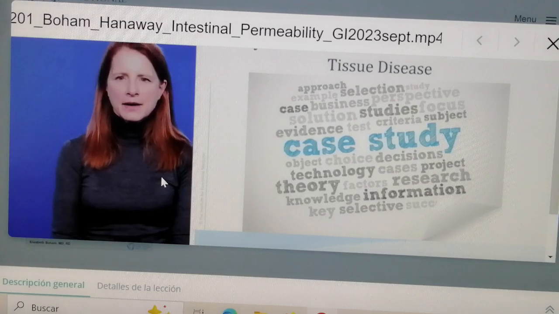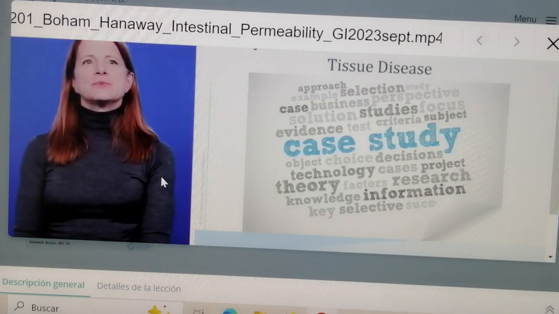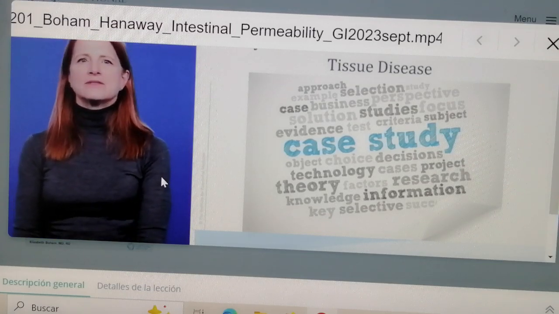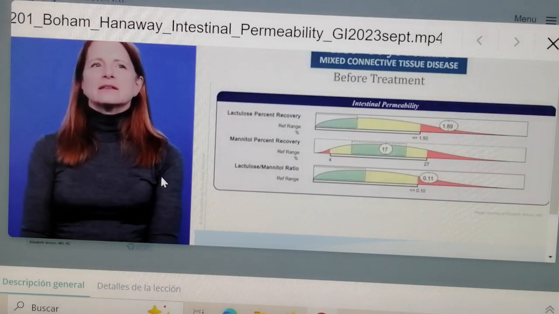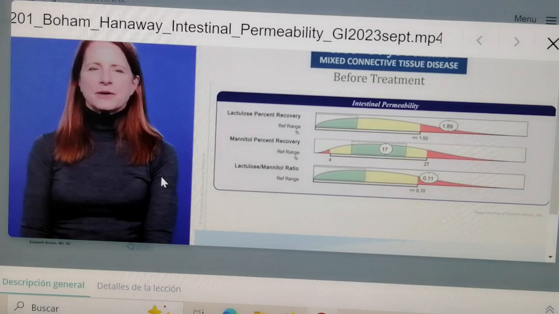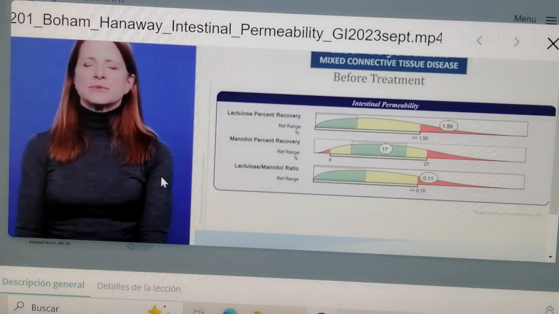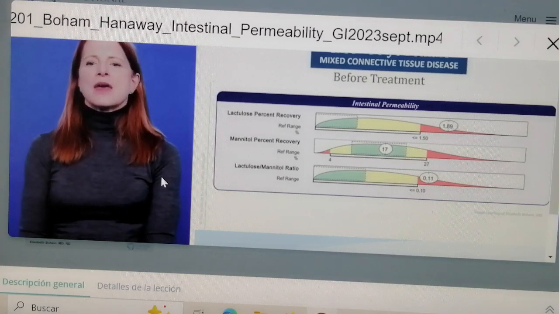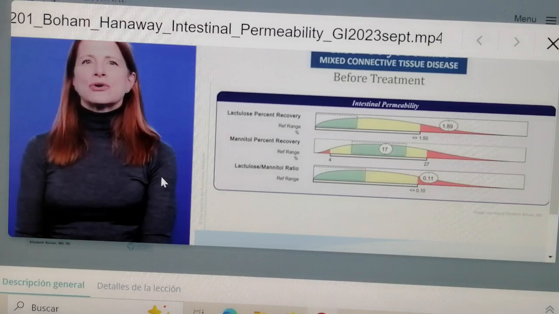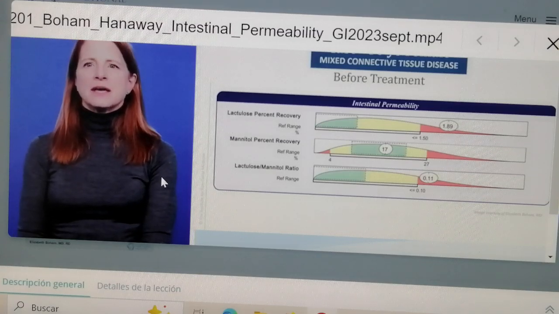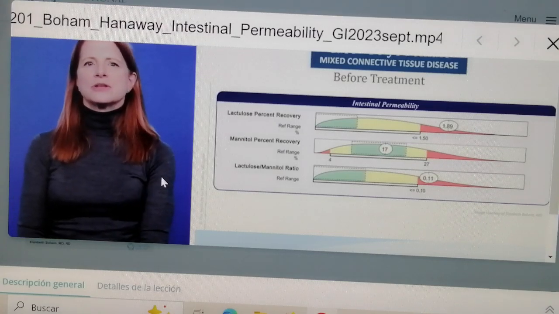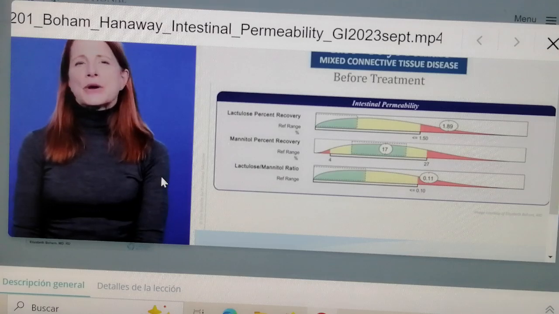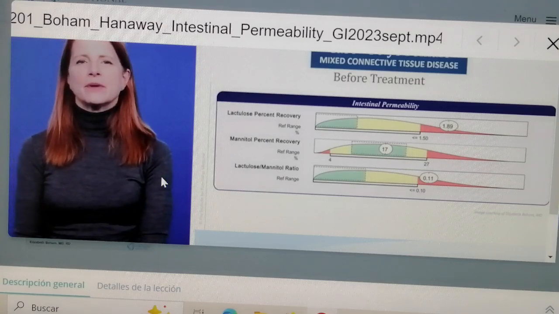So let's circle back with my patient. This was that 30-year-old with the mixed connective tissue disease. And remember, we did the lactulose mannitol test for her. And we see here that lactulose was absorbed too much. So that's indicative of increased paracellular intestinal permeability. Her mannitol was absorbed properly, transcellularly, and so the lactulose mannitol ratio was elevated. And so I said, okay, she has increased intestinal permeability.